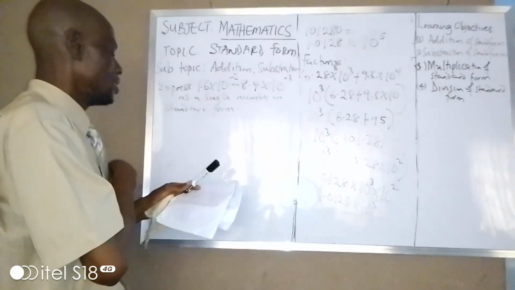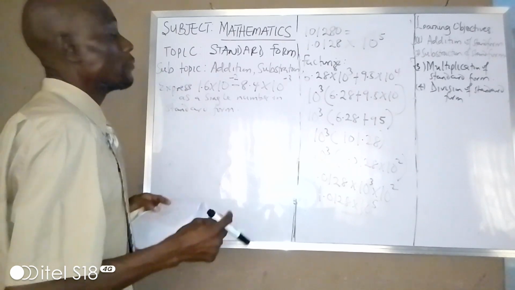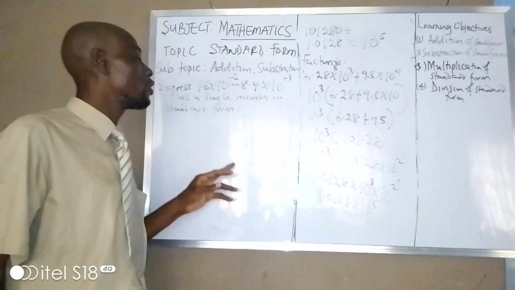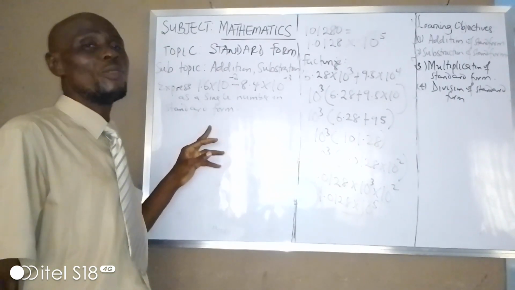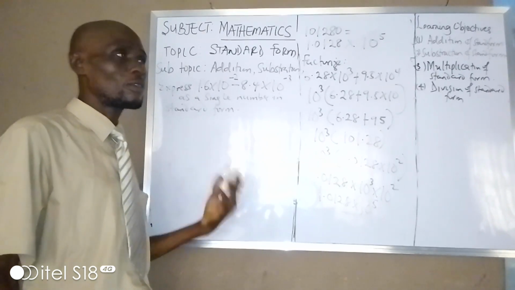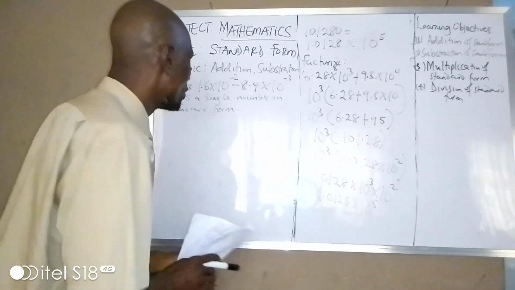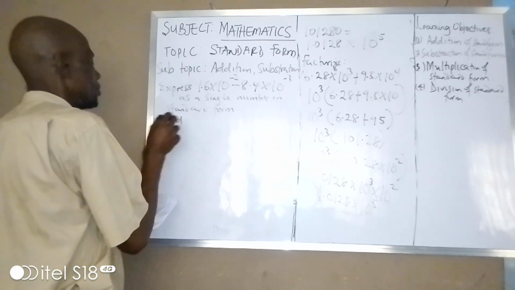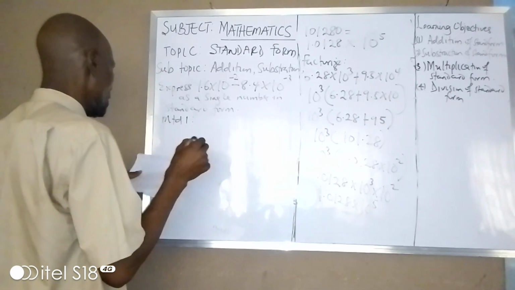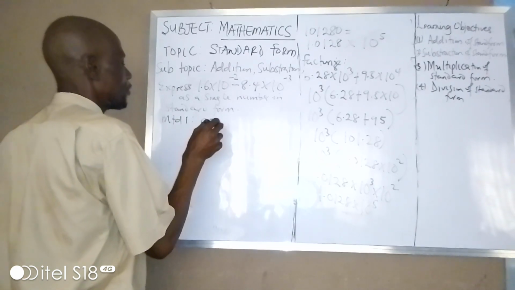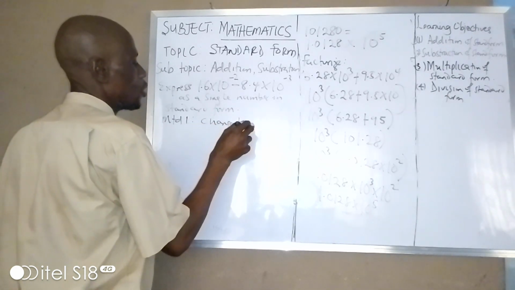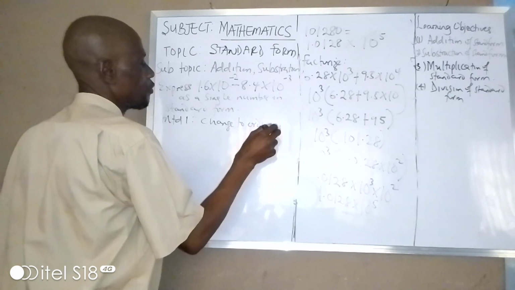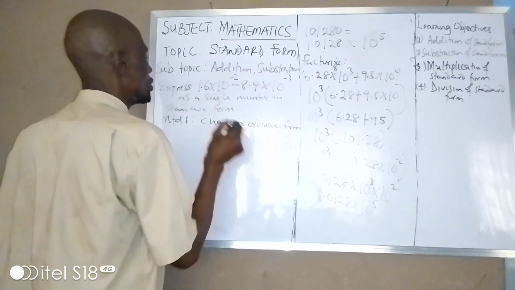So how do we go about this? This is subtraction, the same way we have done for addition. You can first of all change this to an ordinary number and later subtract, or you can factorize. The first method, method one: change to ordinary form. How do you change to ordinary form?